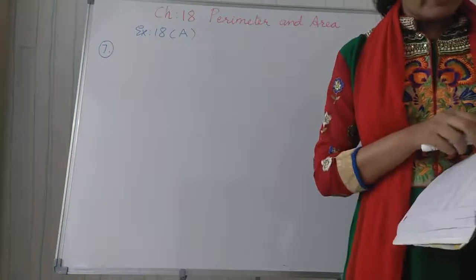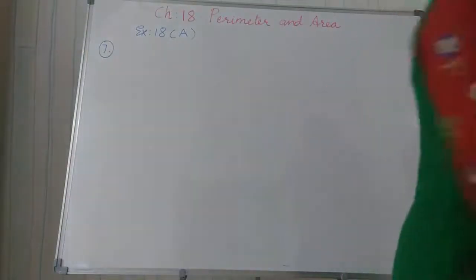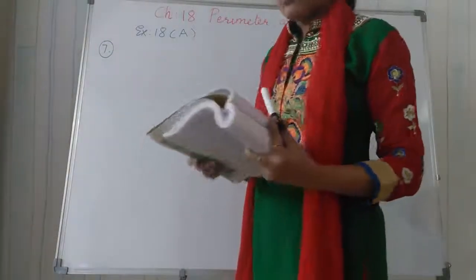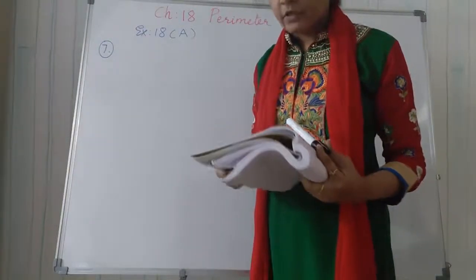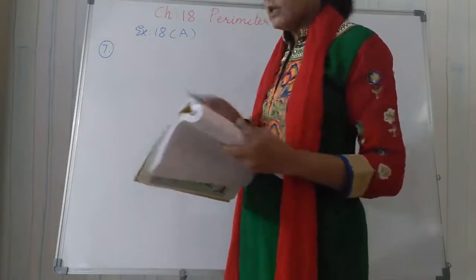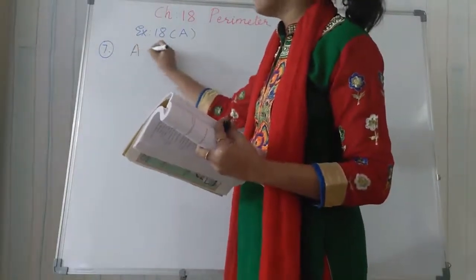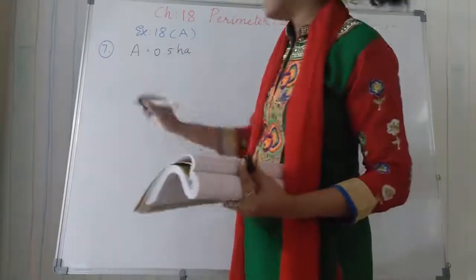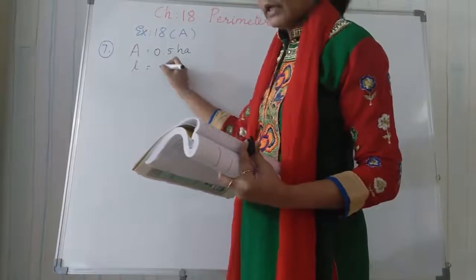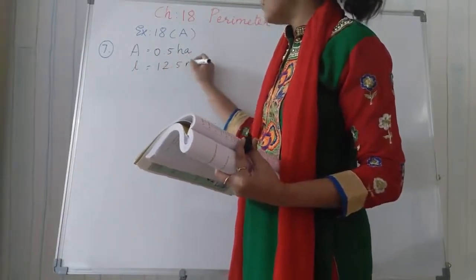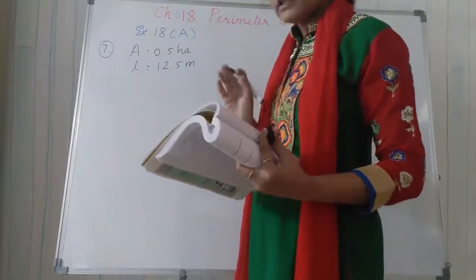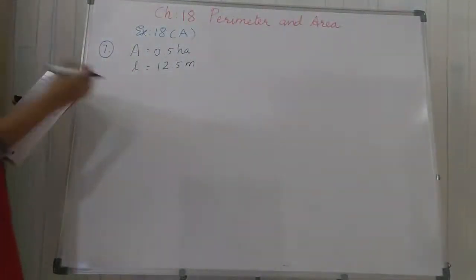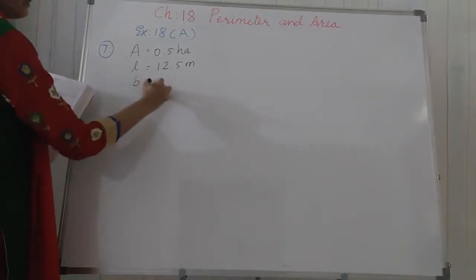The area of a rectangular field is 0.5 hectare. HA means hectare, and one side is 12.5 meter. Find the other side in meters. So here the area is given as 0.5 hectare and one side, meaning the length, is 12.5 meter. We want to find the other side. Rectangular means we have to find the breadth here first of all.